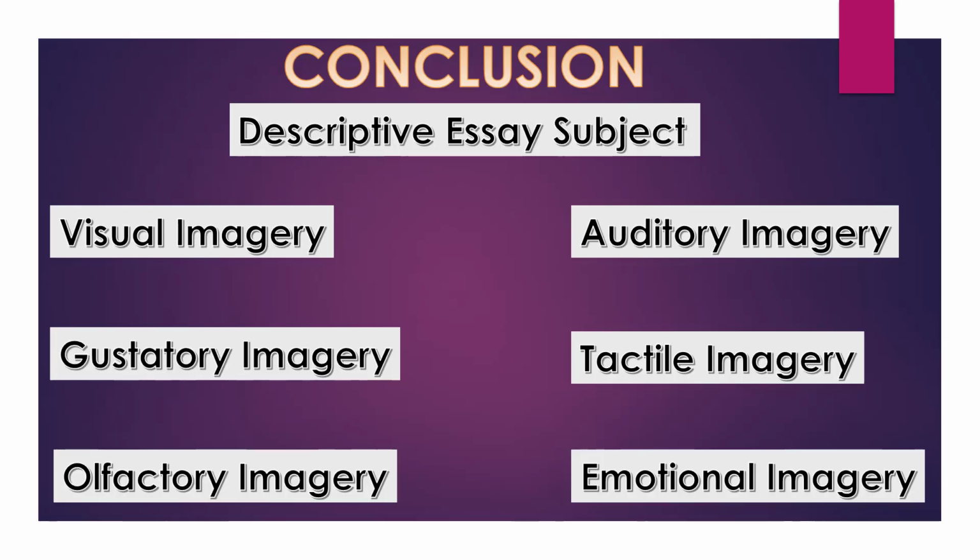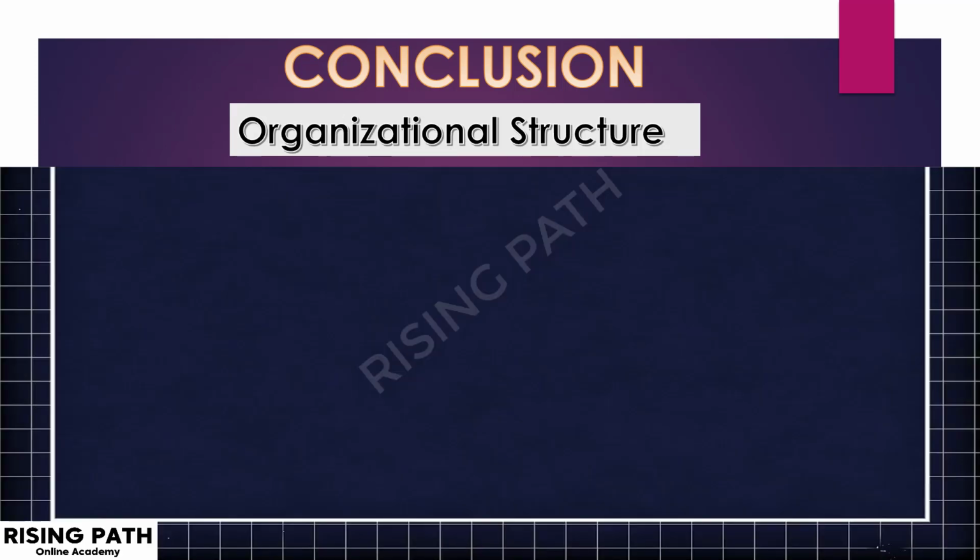Then we have the sensory details and imagery. We have discussed what are sensory details, what are the examples of imageries. We have the visual, auditory, gustatory, tactile, olfactory, and emotional imagery. Then is the organizational structure. That is how you are going to divide your essay into various paragraphs.